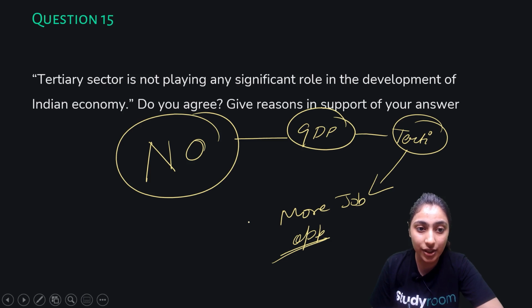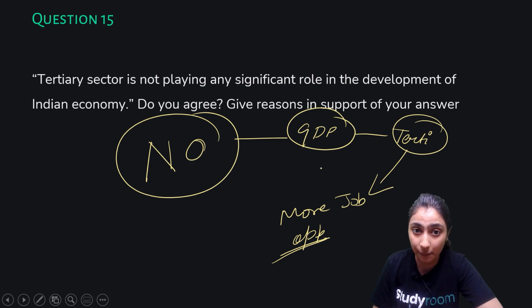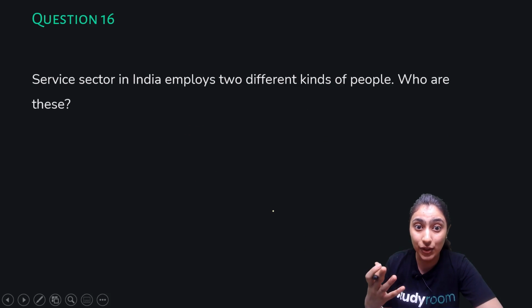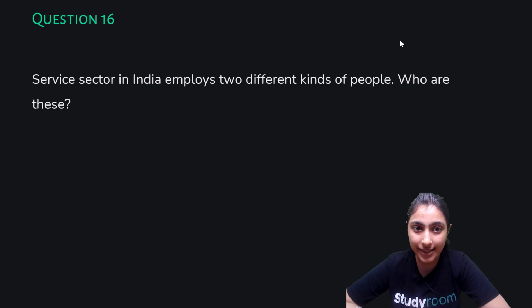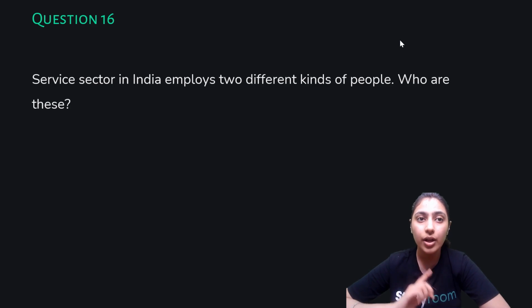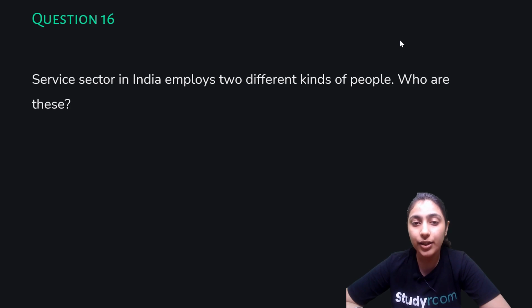So definitely the tertiary sector is playing a significant role in the development of the Indian economy. The main reason is jobs. Now, the service sector in India employs two different kinds of people. Who are these? In this question you will be explaining two varieties, or two categories, of people. First will be the one who may directly help in the production of goods, and second will be the category who indirectly helps in the production of goods.